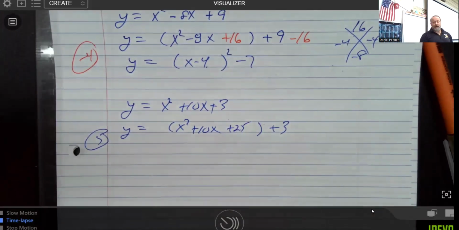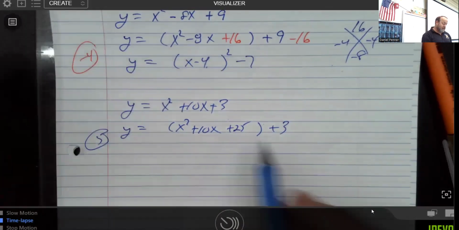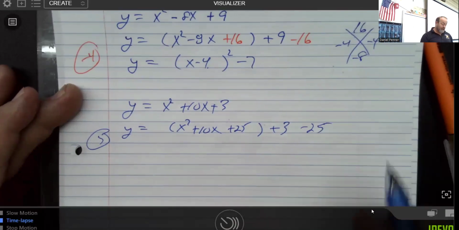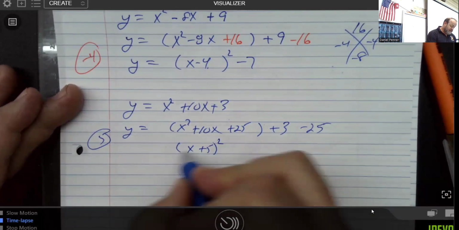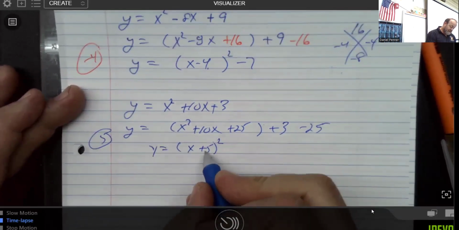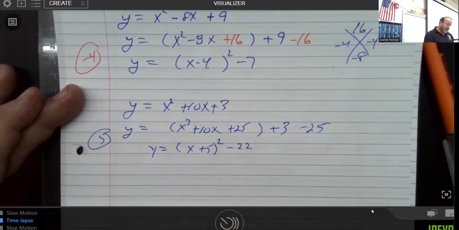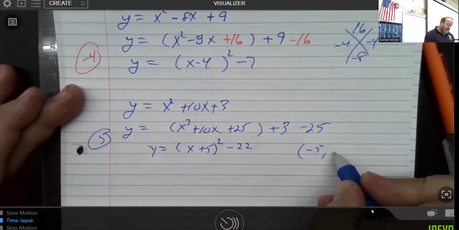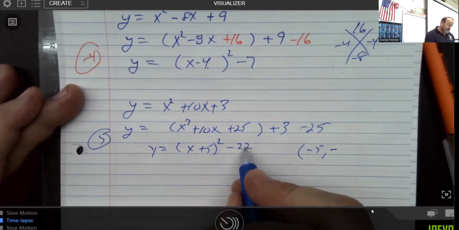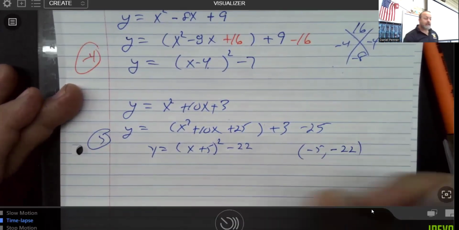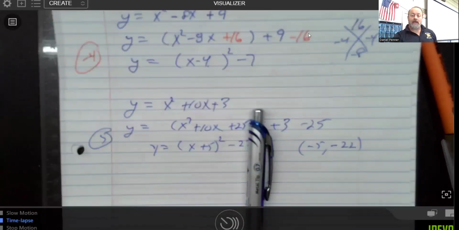But it's not fair if I add 25 to the side unless I do something to balance it. So what I'm going to do is take that 25 away. And so what I should have then is a perfect (x plus 5) squared. Remember this number cut in half, and that gives me a -22. So if I've done this problem right, my vertex should be at (-5, -22). Let's go ahead and see what happens when we look at that one.